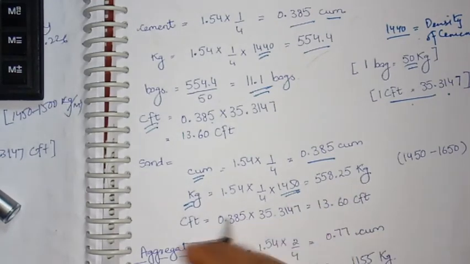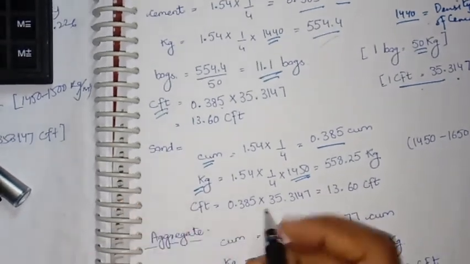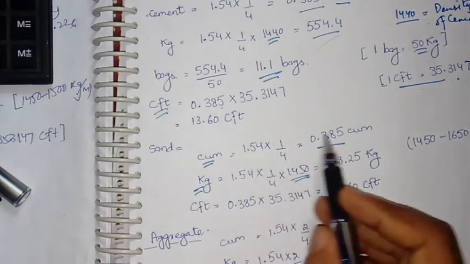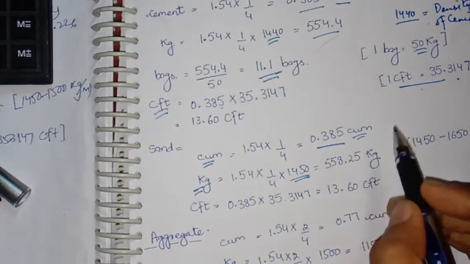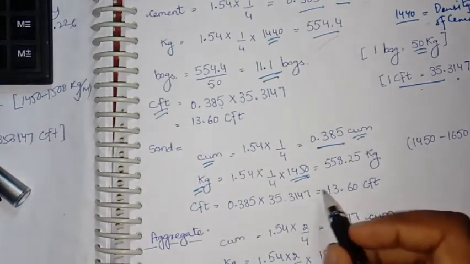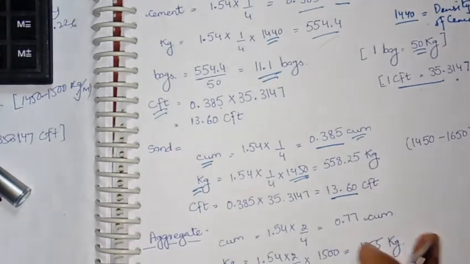And if I want to calculate the CFT, it is simple: whatever answer I got in cubic meter, I just have to multiply it by 35.3147. So I got an answer of 13.60 CFT.